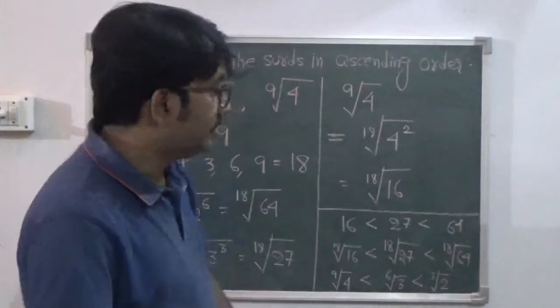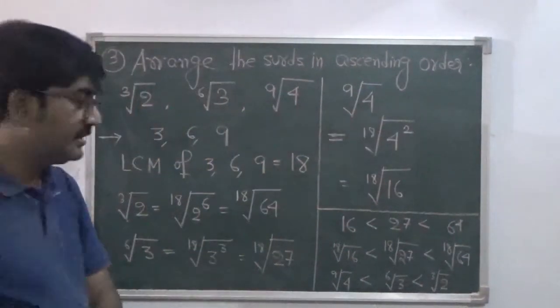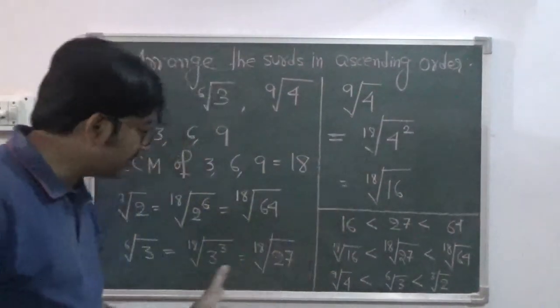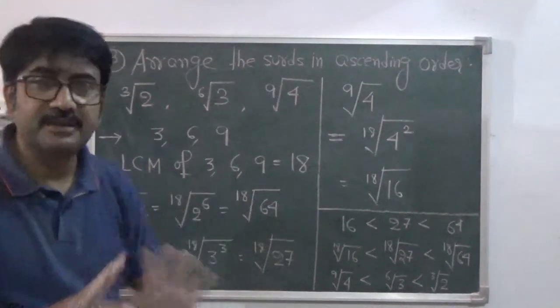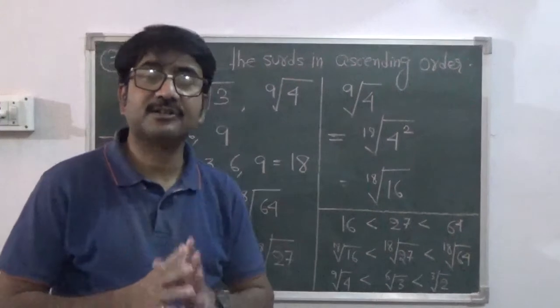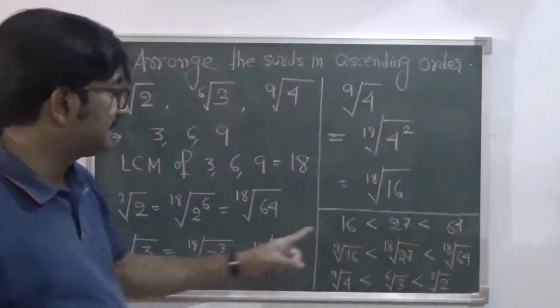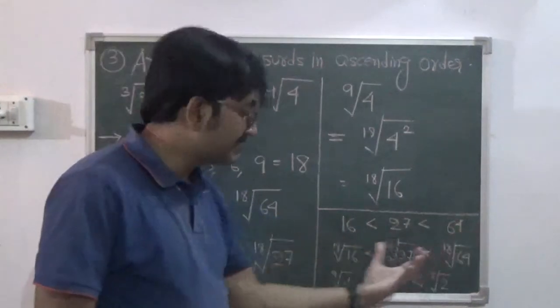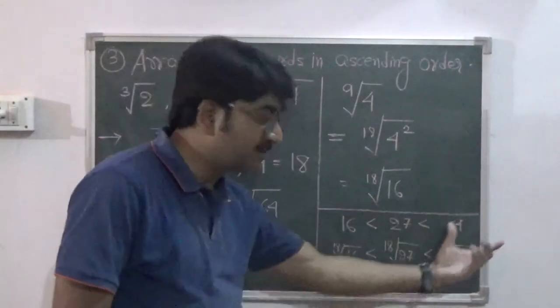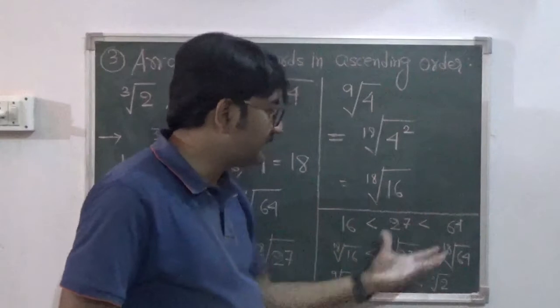After doing this, all the three surds have the same order. So just look at the numbers 16, 27, 64. Arrange them in the required order which has been asked in the question. So your order is 16 less than 27 less than 64. This is the sequence, so the 18th roots of all these three numbers will also stand in the same way.